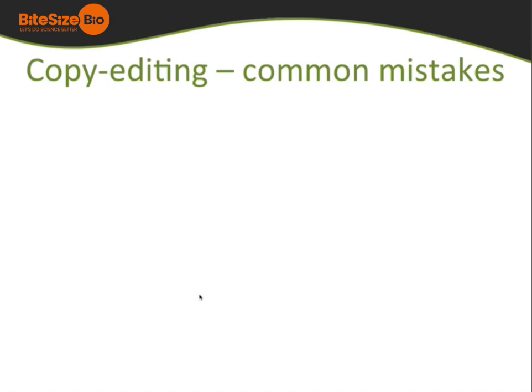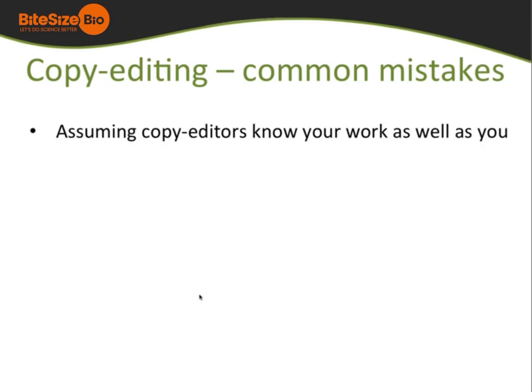So what are the common mistakes during the copy editing stage? First of all is assuming copy editors know your work as well as you do. Copy editors may make a mistake when they change certain things in your paper that means that the meaning has been lost from what you originally intended. Therefore, you should be very careful when you go through a copy edited version of your manuscript, that any changes that have been made, and all changes should be highlighted to you, don't change the meaning of anything that you're stating. You are the person that knows your paper the best, and while the copy editor may have been trying to make it make more sense, they may have lost the meaning.